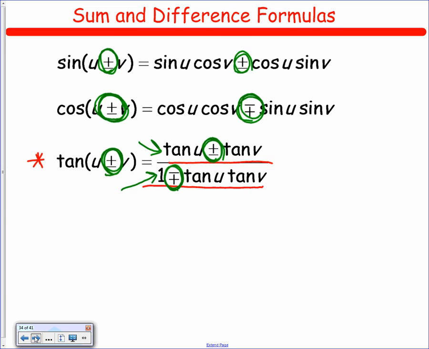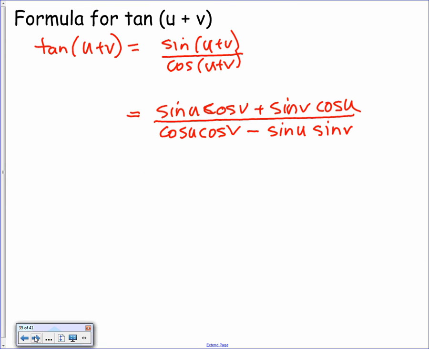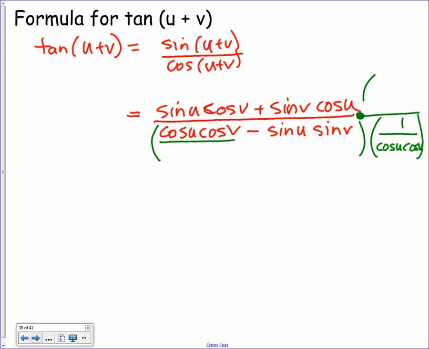Okay, fantastic. How in the world am I going to change everything into tangents? More importantly, this thing right here has to become a 1. How could I make that become a 1? Well, I could multiply it by 1 over cosine of u cosine of v, right? And whatever you do to the top, because this is kind of like a verifying problem, I have to do to the bottom. All right, so that's what's going on there.